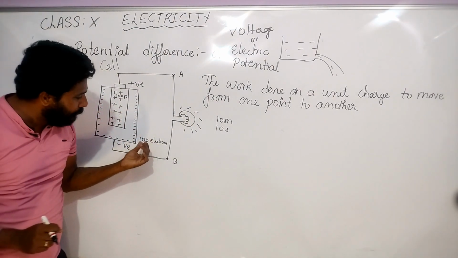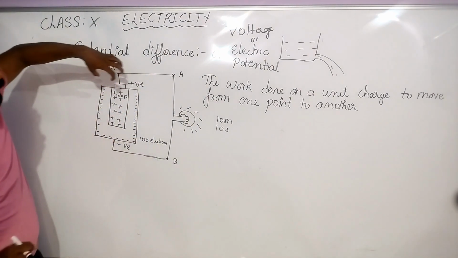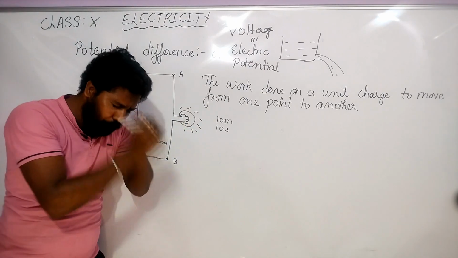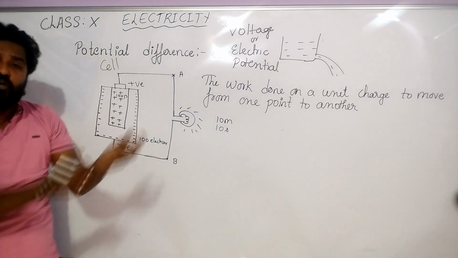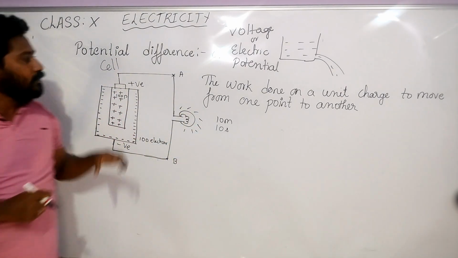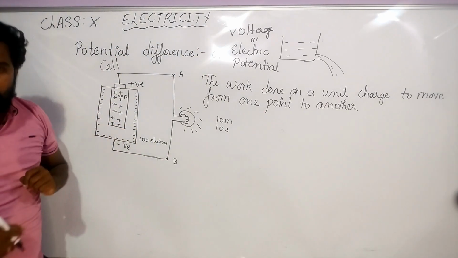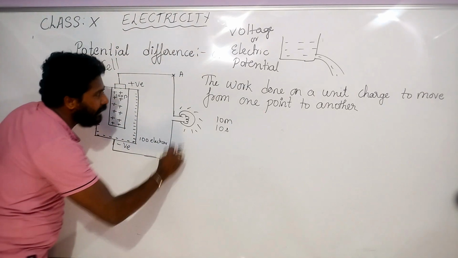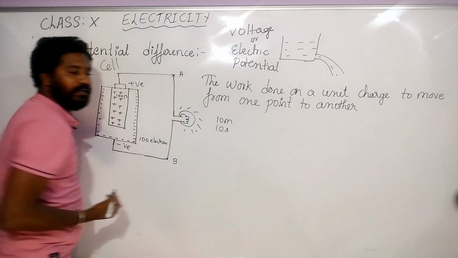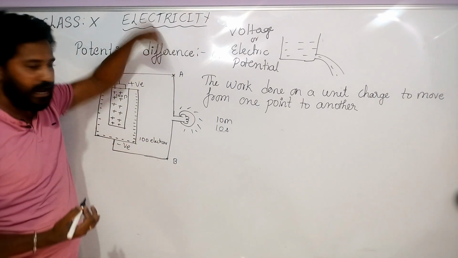Now what is happening? 100 electrons are being pulled by the 100 protons. It is going to pull the electrons. So this is called a potential difference. Now what happens? B to A, it is taking 10 seconds to go from B to A.